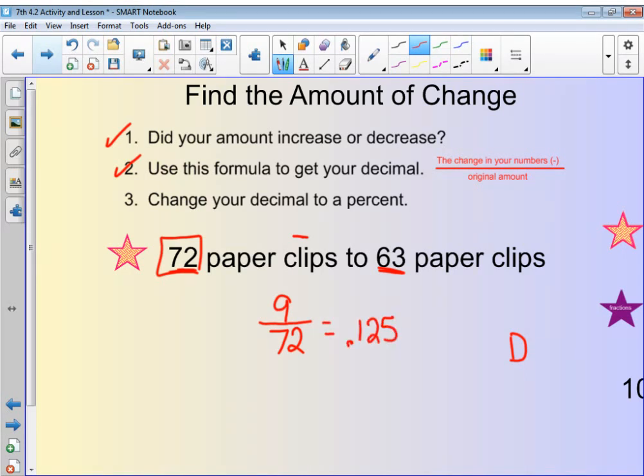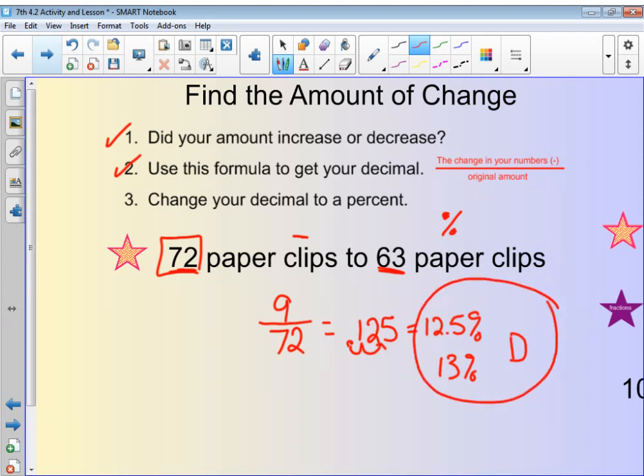0.125. Okay, now I need to change it to a percent. So our percent, remember 2 circles on our percent sign and the percent's on the right. So we move to the right. So 2 places would be 12.5%. Or if you wanted to round, or a question may ask you to round to the nearest percent, that would be 13%. And we identified it was a decrease. So here's our final answer. It was a 12.5 or approximately a 13% decrease.